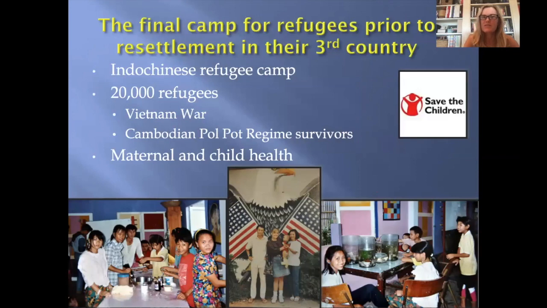This camp was the final refugee camp that the refugees would go to prior to their resettlement in their third country. So they were all termed Indo-Chinese refugees, and there were about 20,000 of them, and they were survivors of the Vietnam War, and also from the brutal Pol Pot Cambodian Khmer Rouge regime in the early 70s, where they killed 2 million people.